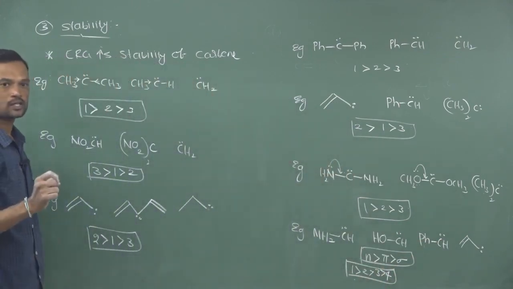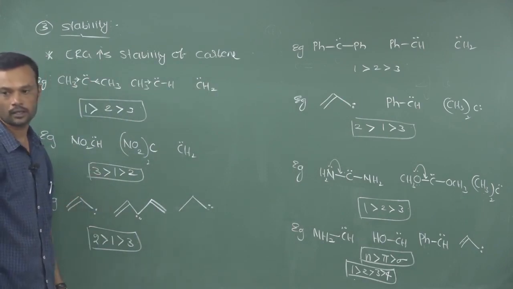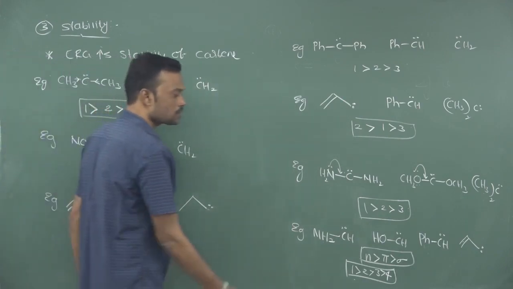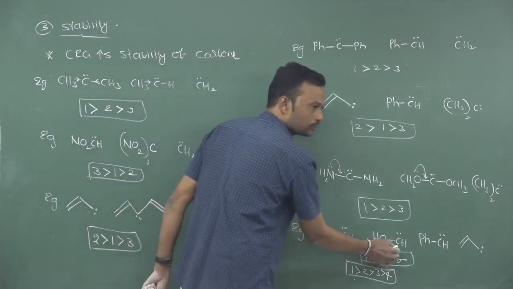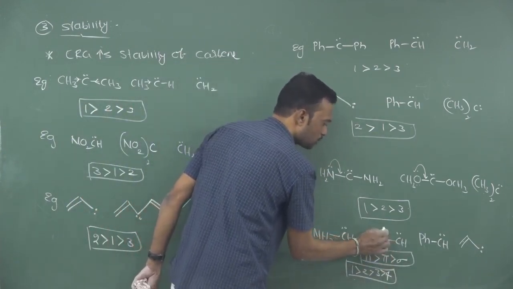You can apply the resonance concept, the delocalization concept, even for carbene as well as nitrene. Why? Because carbenes and nitrenes have an empty p orbital, and this one especially, having an empty p orbital, will get stabilized here.